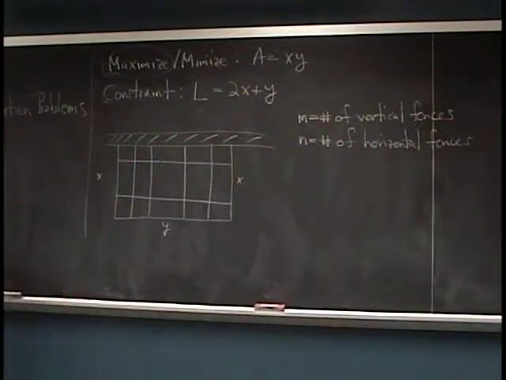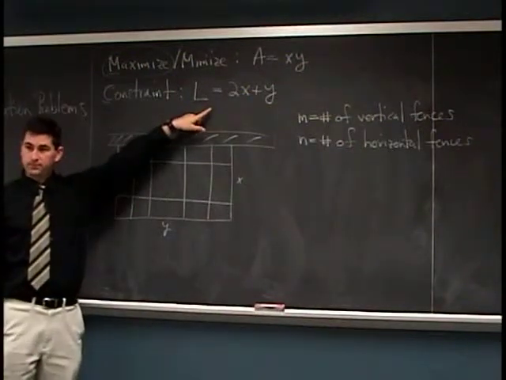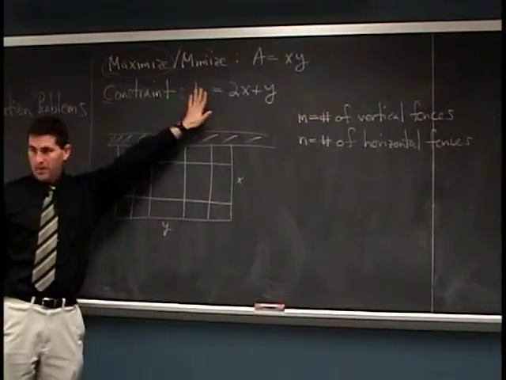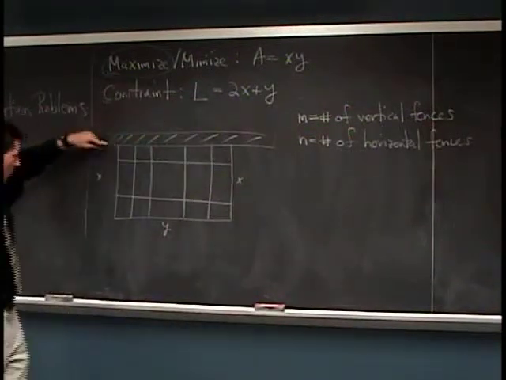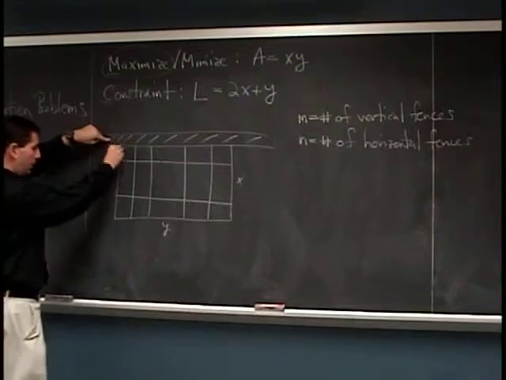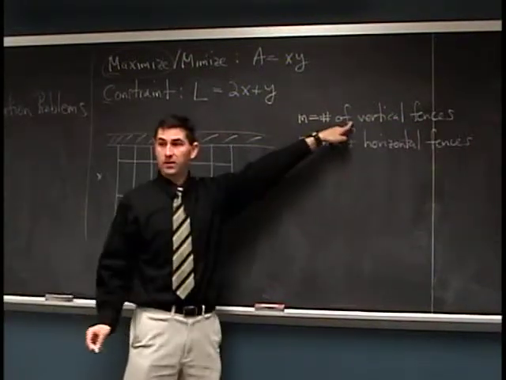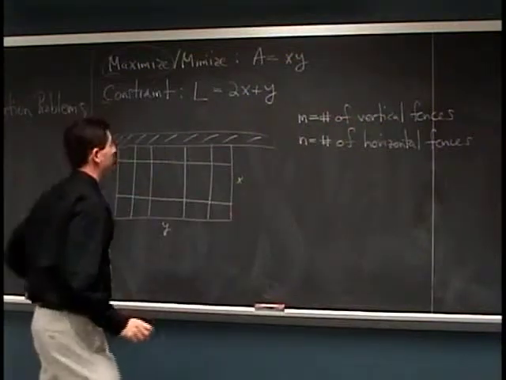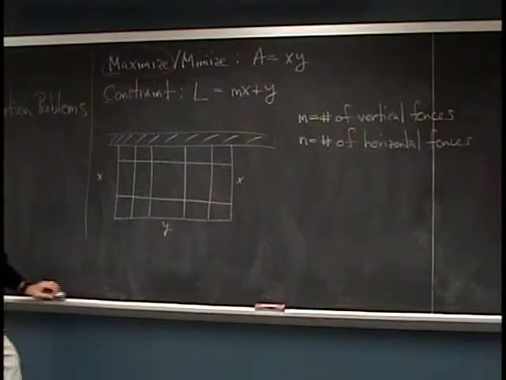Okay, so a slightly more realistic problem. But now this is going to change my constraint. I still only have a certain amount of fence I can put in. But on the other side, now it's not just 2x plus y. How many x's do I have? I have exactly as many as I have vertical fences. So my 2 is m. I have m x's.